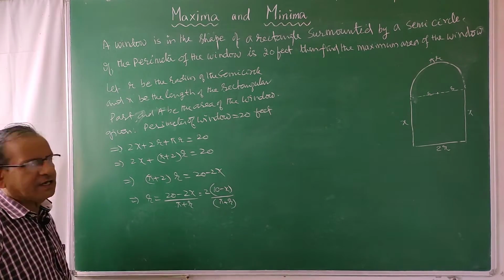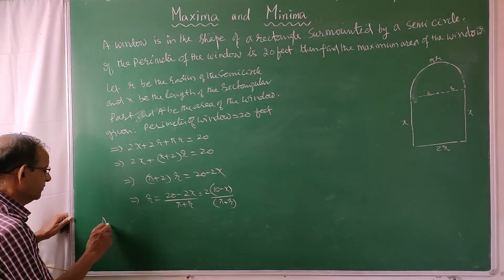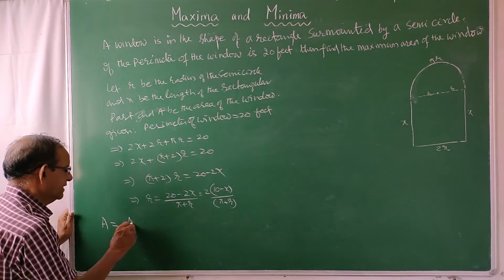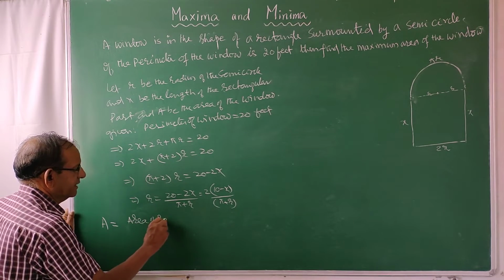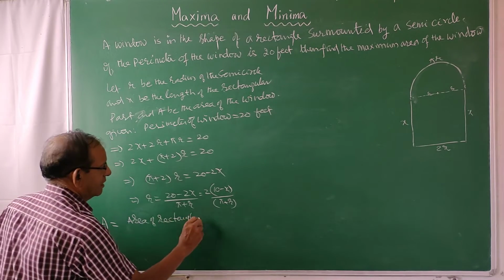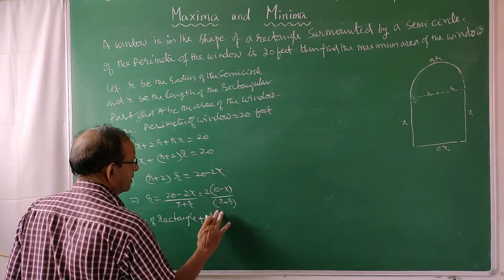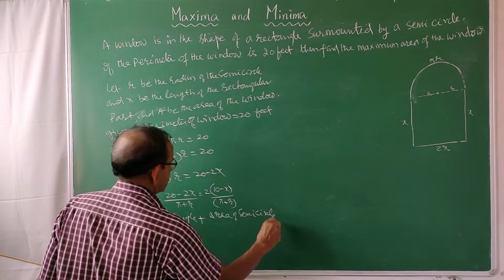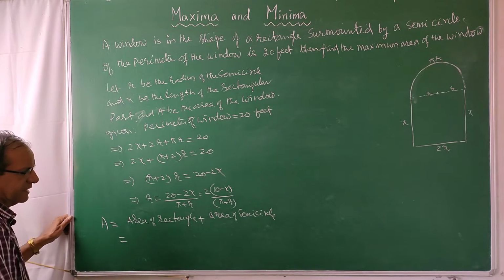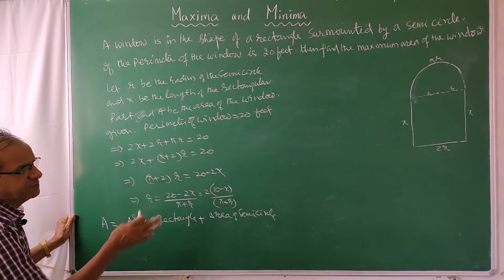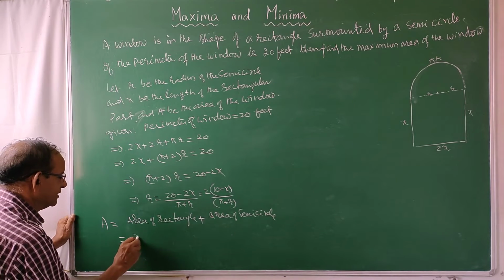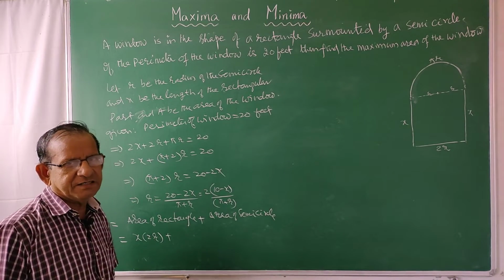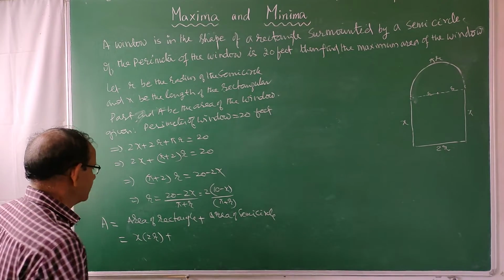Now we have to find out the area. A is equal to area of the rectangle plus area of the semicircle. Area of rectangle is length into breadth. Length is x, breadth is 2r, so x into 2r, plus area of the semicircle. Circle area is pi r square, so it's half of that, pi r square by 2.